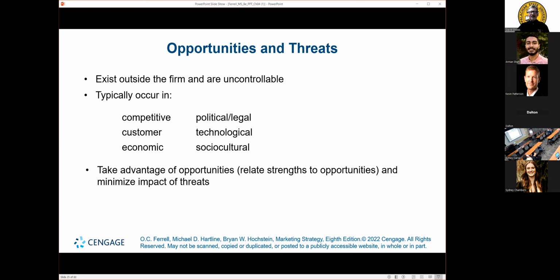Opportunities and threats are those things that exist outside the firm and that are uncontrollable. You have no ability to affect change. These usually occur in political, legal, technological, social, and cultural environments. Trends change in both technology and the way that consumers do things, and they can be momentous, they can be advantageous, but they can be disastrous at the same time. So you want to take advantage of the opportunities and you want to minimize the threats.